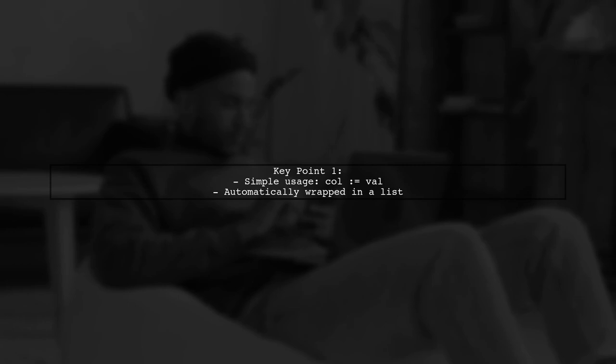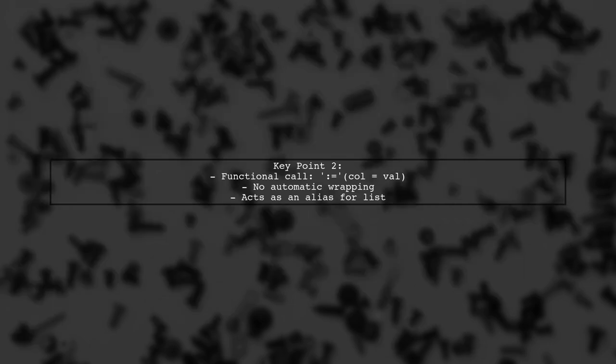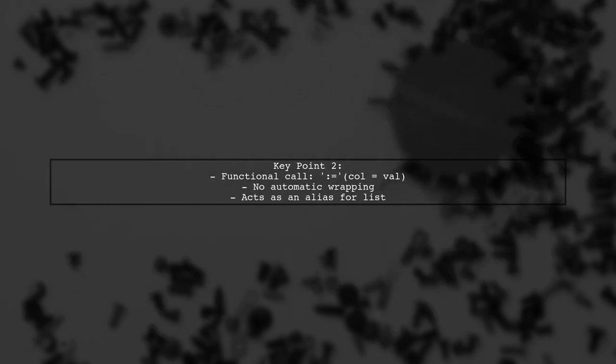Great question about the design of the assign by reference operator, colon equals. When using it simply, like col equals val, we automatically wrap val in a list for convenience. This makes assigning a single column easier. However, in the functional call form, like colon equals with parentheses, we don't wrap val in a list anymore. This form is already extended, and colon equals acts as an alias for list, updating in place.